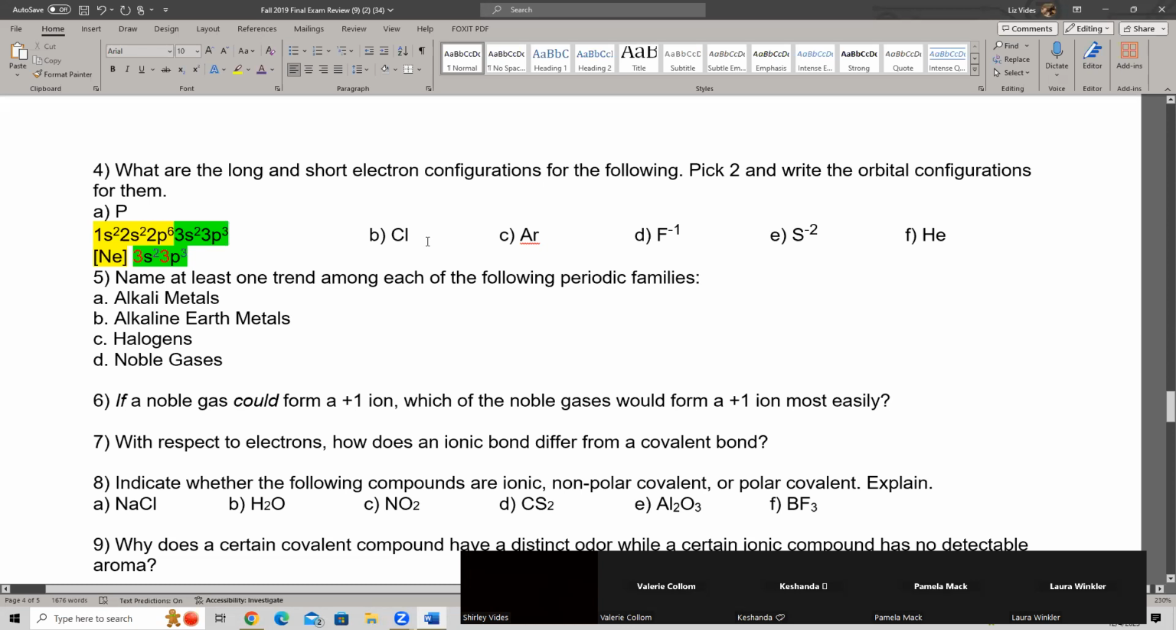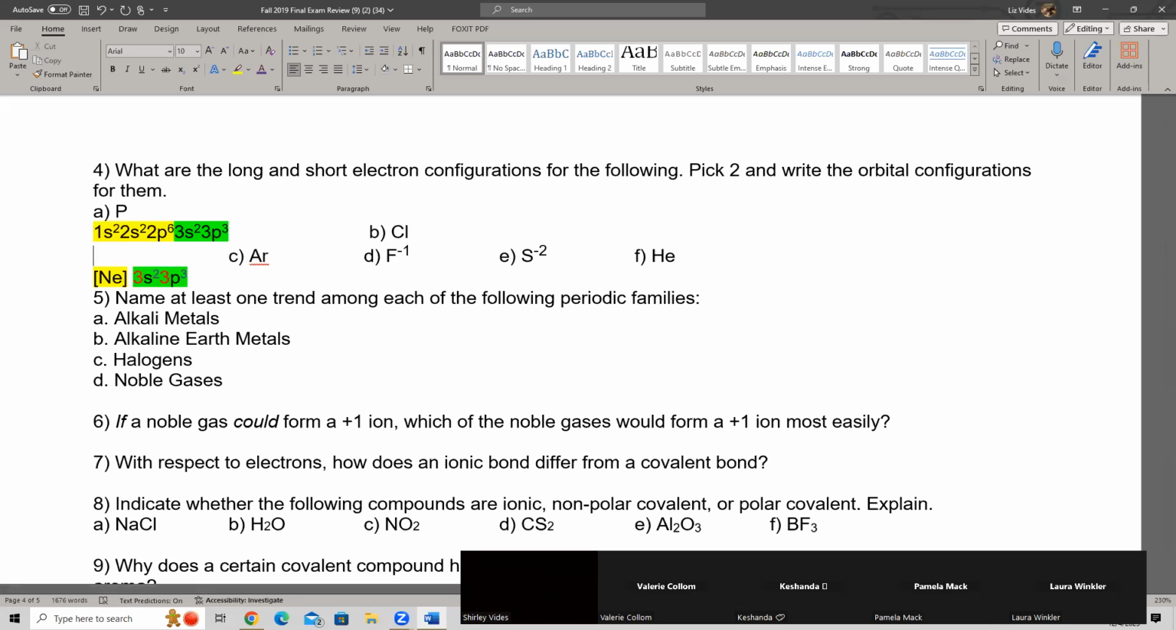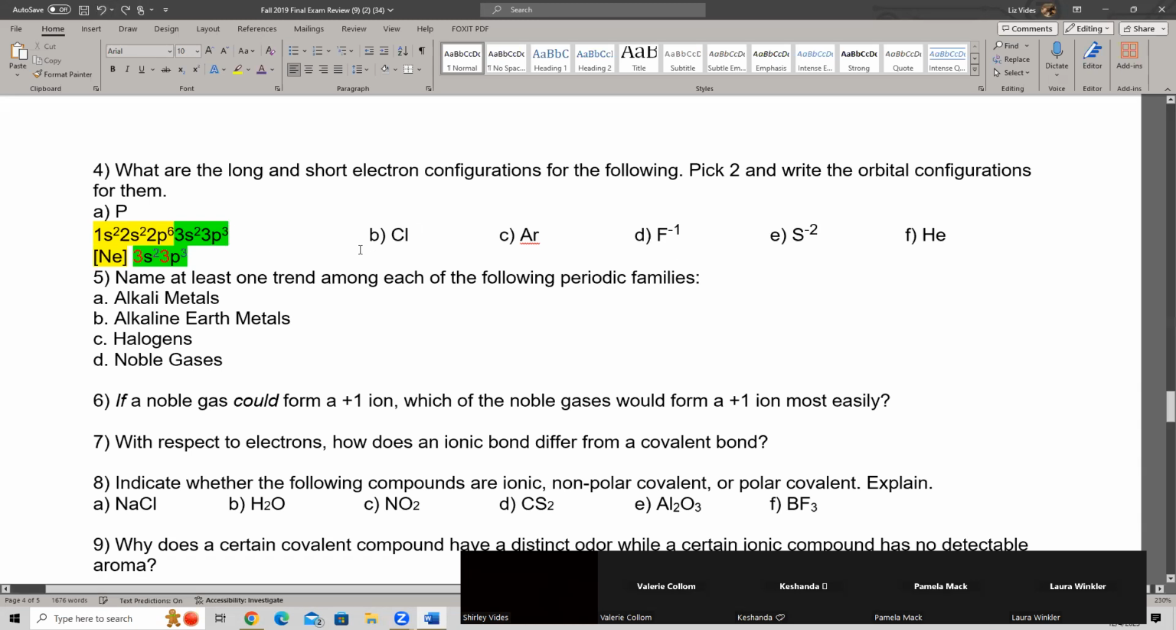All right, so let's look at this next one. That's chlorine. Chlorine is going to be, what in the world did I do? Not what I wanted to do. That's for sure. Okay.